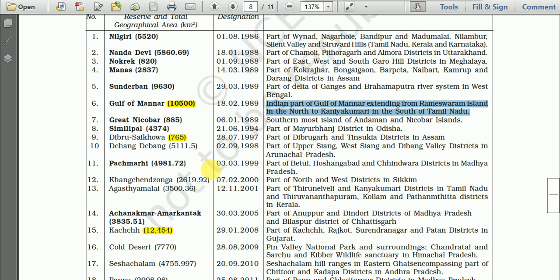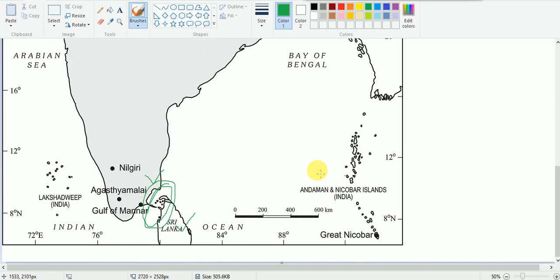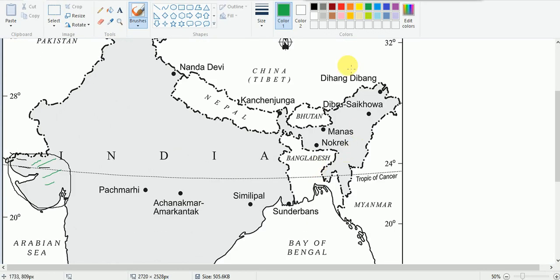And the smallest one, if we read it carefully, is Dibru-Saikhowa, number 9. Here the area is 765 square kilometer. So this is the smallest one, part of Dibrugarh, Tinsukia districts in Assam. Dibru-Saikhowa is here. Just see here, this dot shows the location of Dibru-Saikhowa.